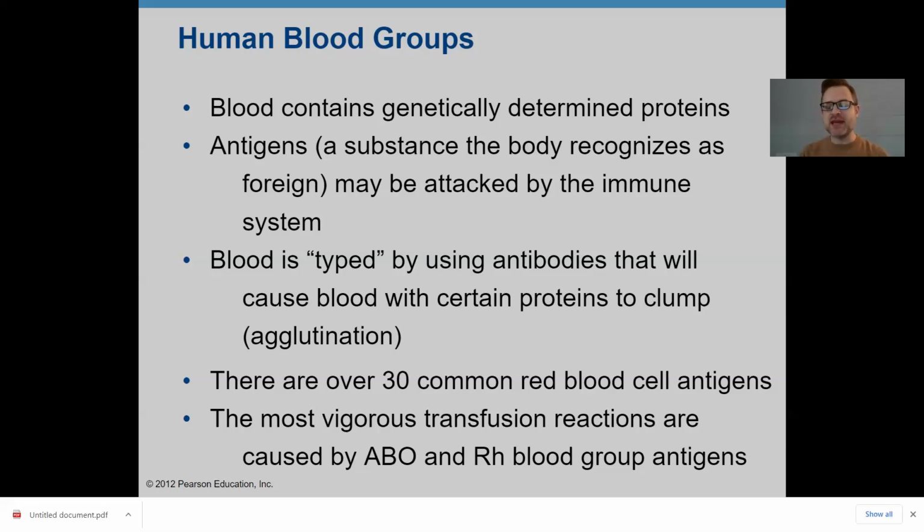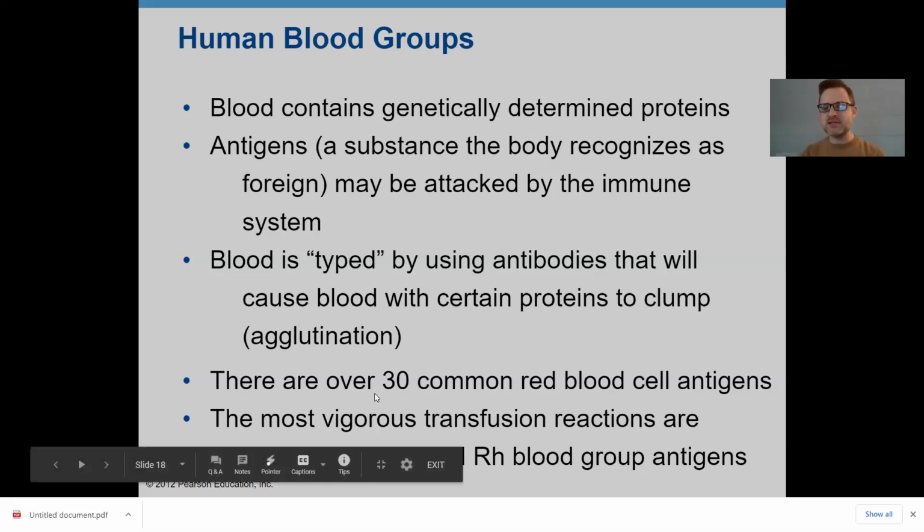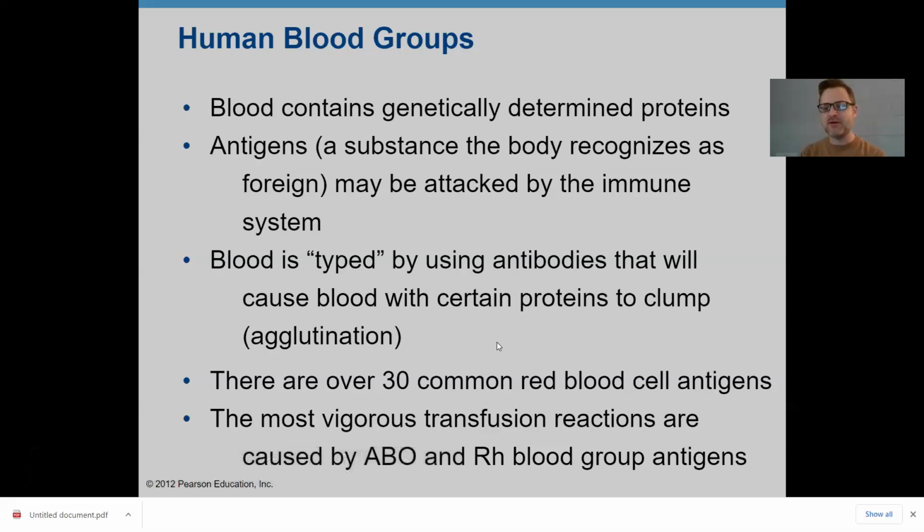We type the blood using antibodies that will see what responds. If your blood responds to the anti-A antibodies, what's your blood type? Type A. If you respond to anti-A and anti-B, by respond I mean clump, coagulate, then you have type AB blood. If your blood doesn't respond to any of the antibodies, then you have O blood. Again, there's over 30 different common red blood cell antigens. The main one that we talk about is the ABO group and the RH group.